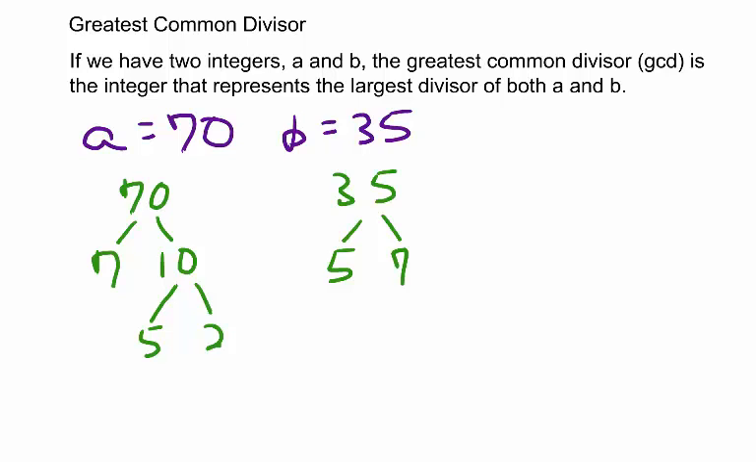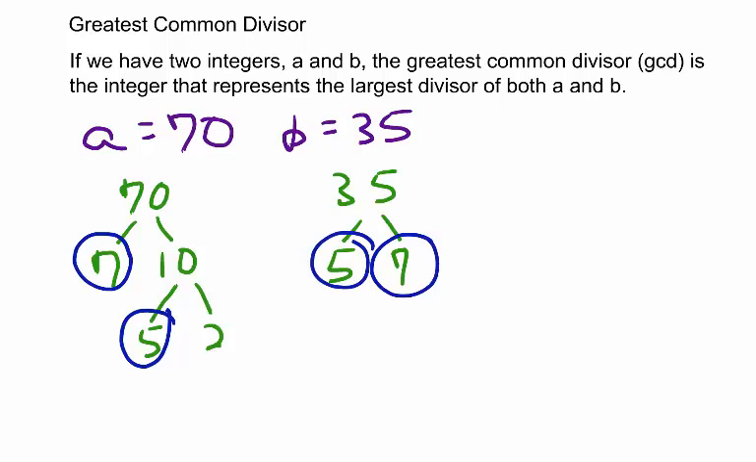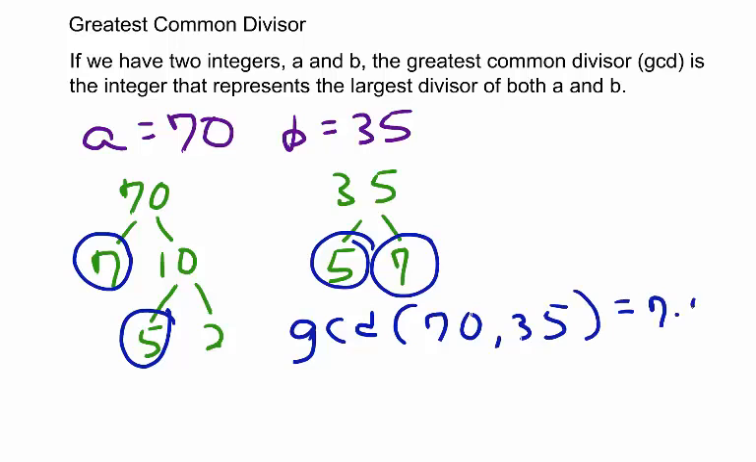Next, I would look at the primes in each prime factorization and note the ones which were common to both factor trees. I see that they each share a 7 and they each share a 5. Therefore, the GCD of 70 and 35 is equal to 7 times 5, or 35.